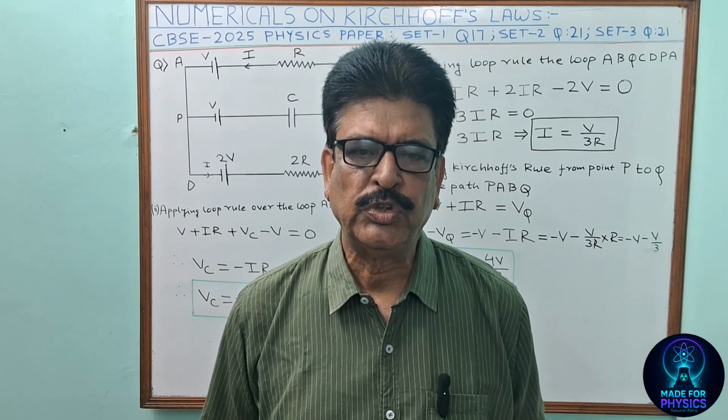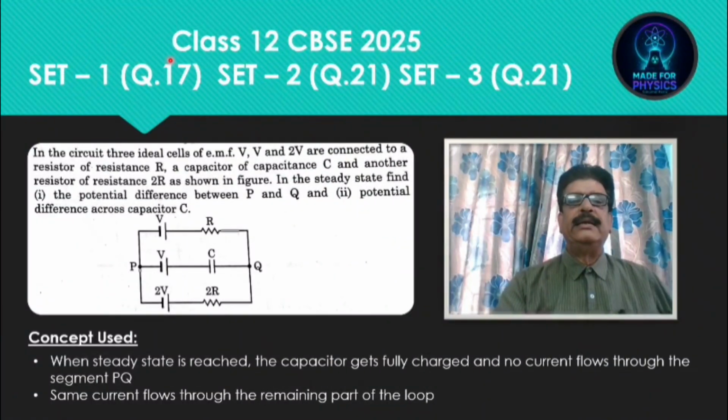So our first question will be this class 12 CBSE 2025 question number 17 of set A, question number 21 from set 2 and set 3. So this is the question. This is based on Kirchhoff's law. The question reads like this.